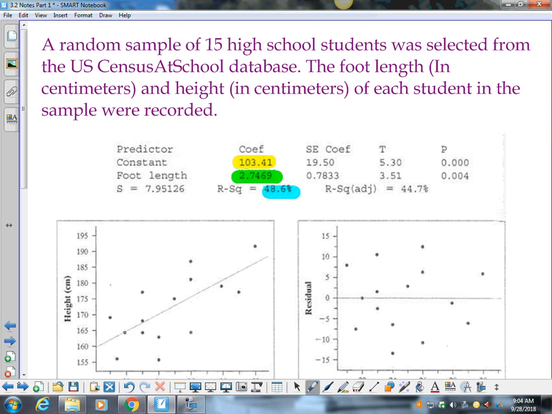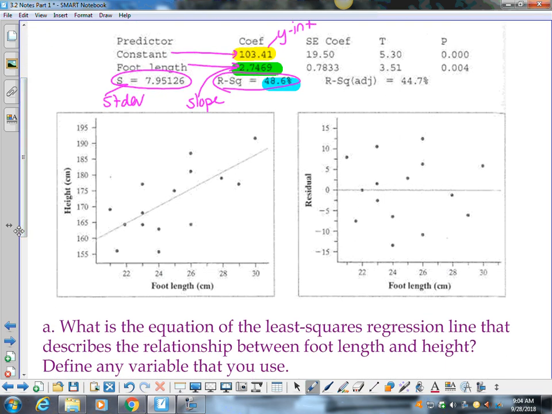Okay, so here I go. Constant. Beside the constant is the y-intercept. Beside the foot length is going to be the slope. S, that's my standard deviation. And there's my R squared. Okay, again, in the exact same place it was before. And it will always look like that. Then they were super nice and gave me my scatter plot with my line and my residual plot.